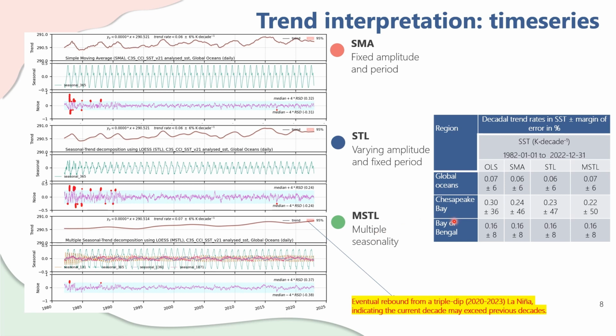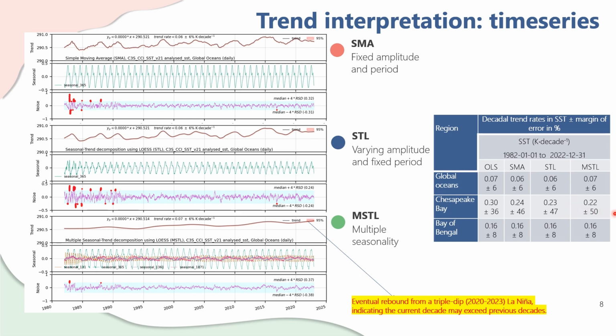The table summarizes trend rates. Globally, SST increases at approximately 0.07 Kelvin per decade with significant regional variations. For example, MSTL identifies higher rates in Chesapeake Bay, 0.22 Kelvin per decade, and the Bay of Bengal, 0.16 Kelvin per decade. See the backup slide for the time series of trend for Bay of Bengal and Chesapeake Bay if you are more interested.